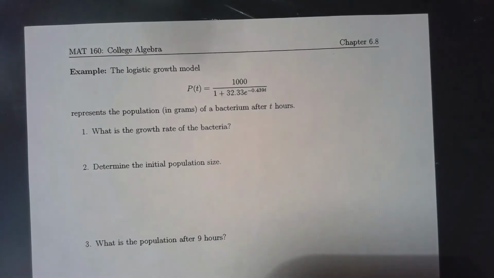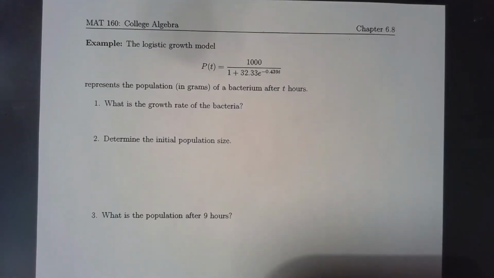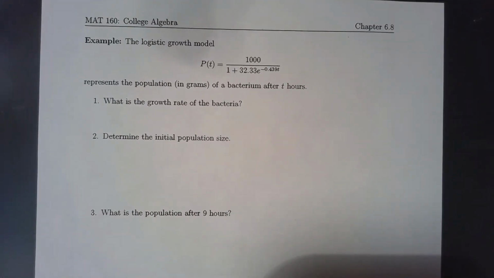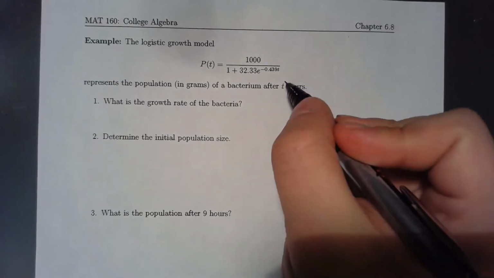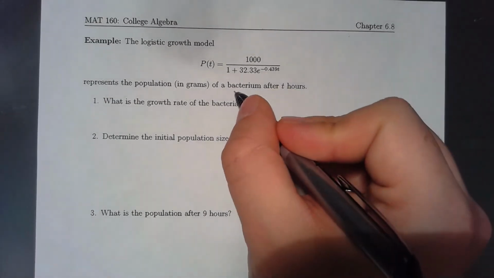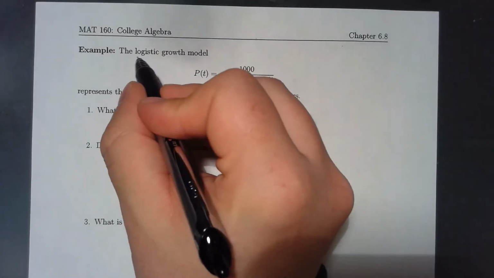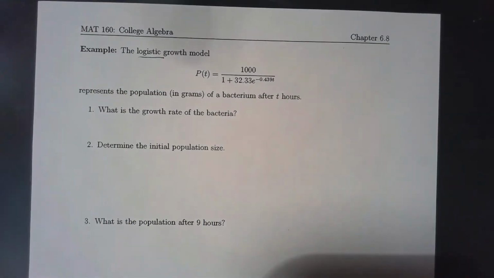So here's an example of a logistic model. This logistic model represents the population in grams of a bacterium after T hours. Now, I know I said bacteria represents exponential growth, but some populations of bacteria don't grow exponentially, they grow logistically. Sometimes they do have carrying capacities.